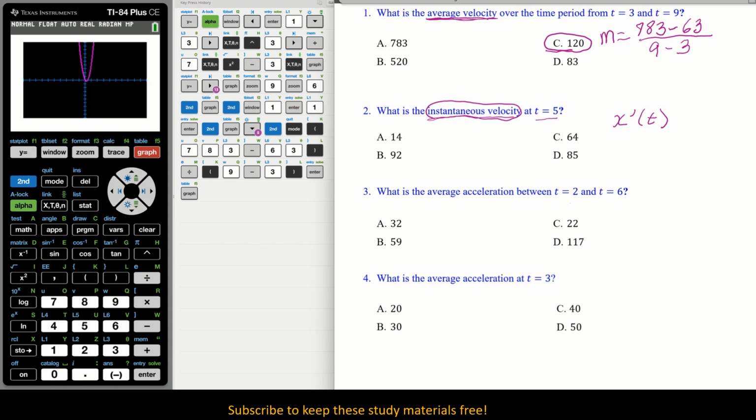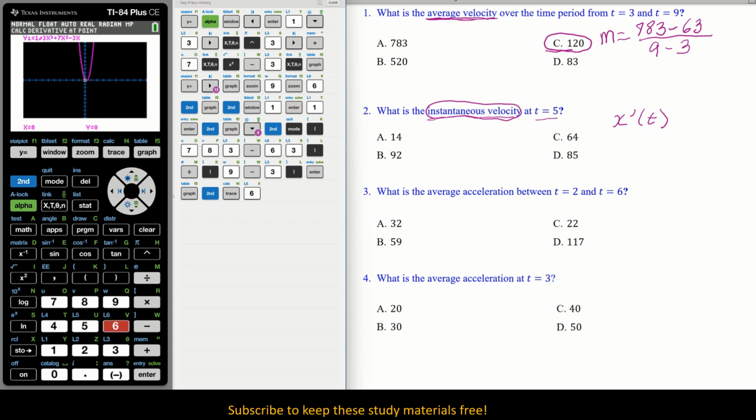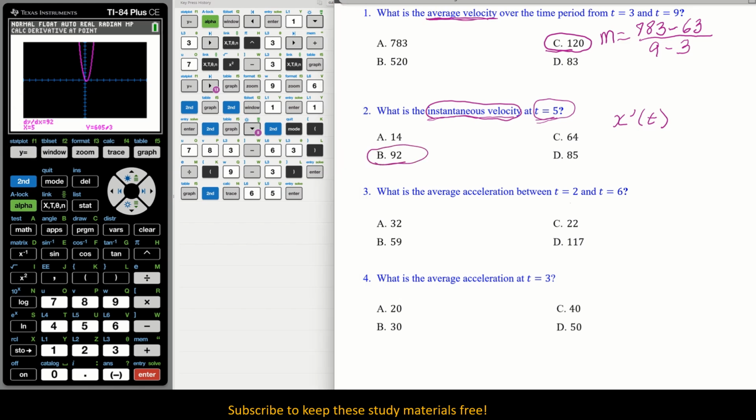I have my graph, so I push second, trace, go down to number 6, and we've done this before in other videos, just go to the value you need. So we type 5 and we enter. And there it is. You see where it says dy dx? That means your derivative at that time is 92. And that actually is the correct value.